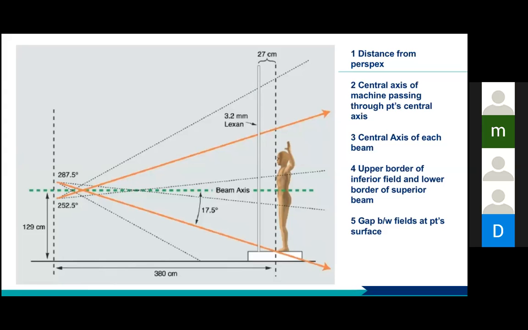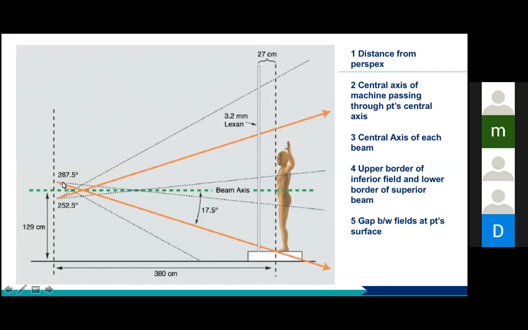treatment time. Now, when we see the patient setup, we make sure that the central axis is passing through the center of the body. The patient should not be on the left side or right side of the beam, and the central axis of the beam generally is kept at the level of the umbilicus.